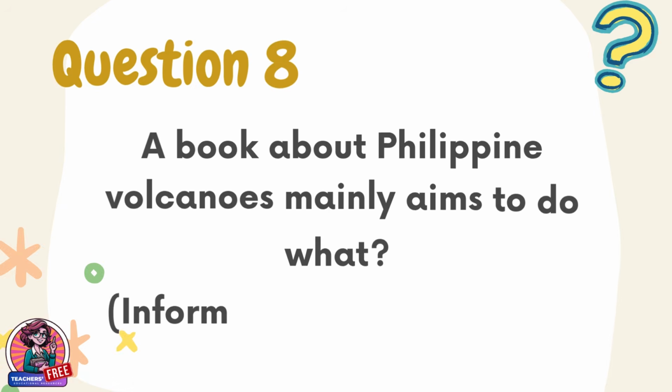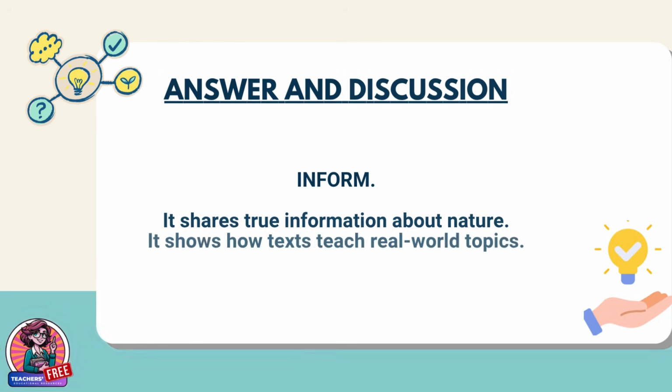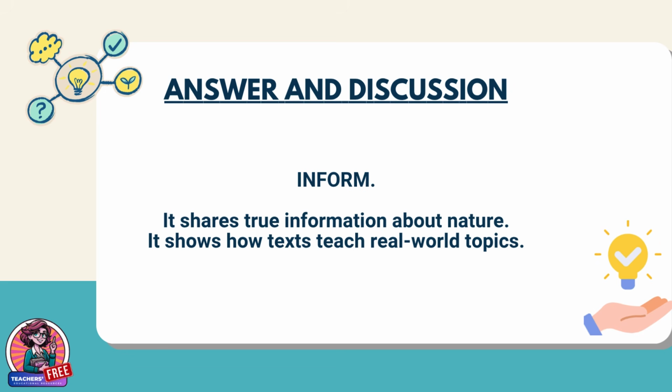Question 8. A book about Philippine volcanoes mainly aims to do what? Inform, criticize, amuse. Answer: inform. It shares true information about nature. It shows how texts teach real-world topics.